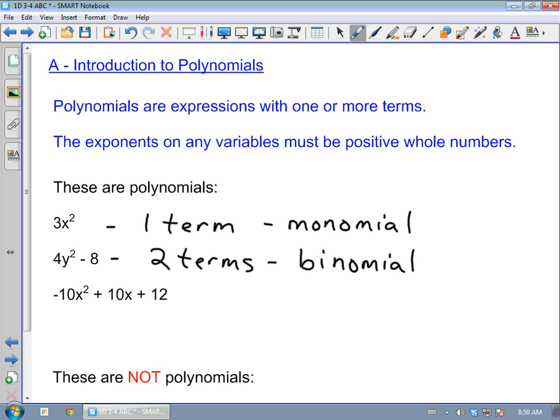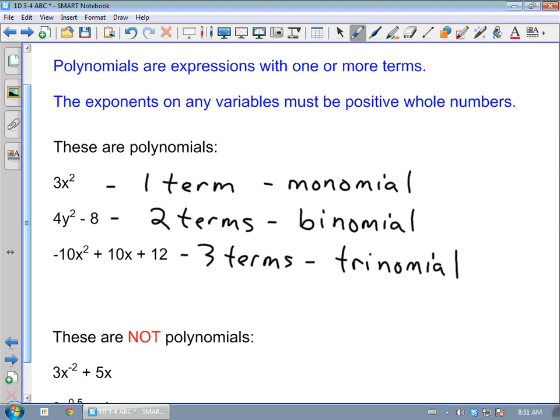Next one down, how many terms do we have here? We've got 3 terms. What do you think we call a 3-term polynomial? A trinomial, like tricycle, 3 wheels on a tricycle. And anything that has more than that, 4 terms, 5 terms, we usually just call a polynomial. We kind of give up on the special names and just say, that's a polynomial. Poly just meaning many terms to it.